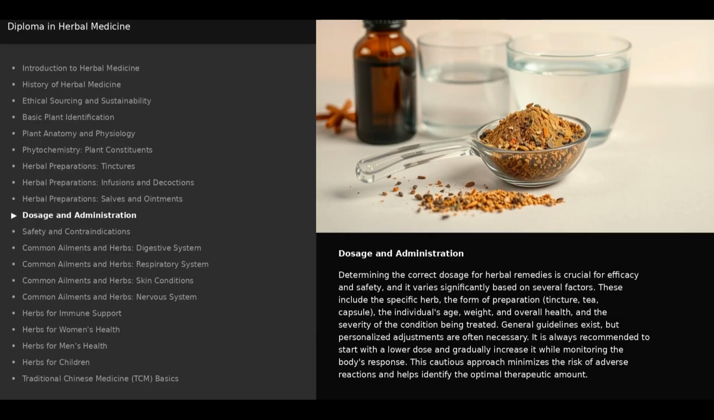Dosage and administration. Determining the correct dosage for herbal remedies is crucial for efficacy and safety, and it varies significantly based on several factors. These include the specific herb, the form of preparation (tincture, tea, capsule), the individual's age, weight, and overall health, and the severity of the condition being treated. General guidelines exist, but personalized adjustments are often necessary. It is always recommended to start with a lower dose and gradually increase it while monitoring the body's response. This cautious approach minimizes the risk of adverse reactions and helps identify the optimal therapeutic amount.